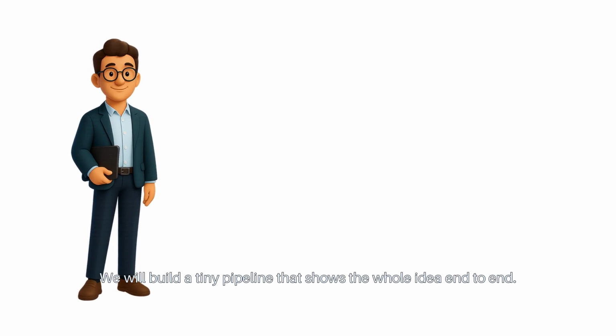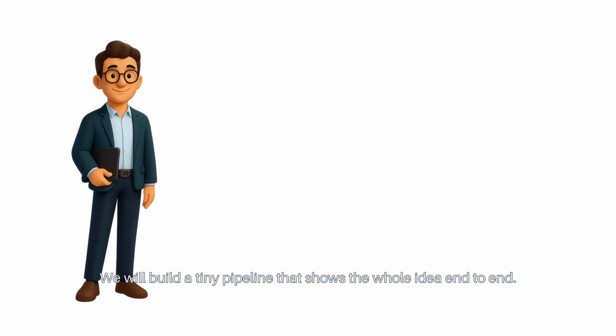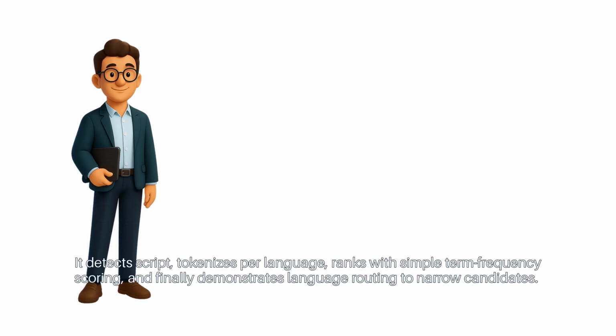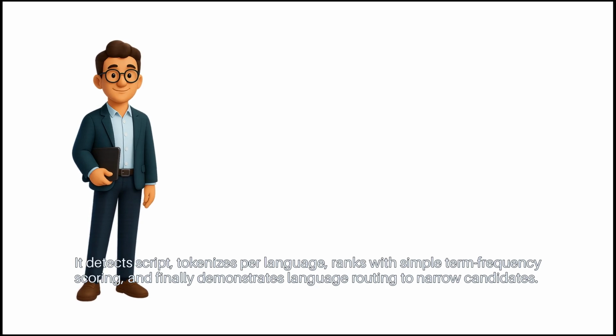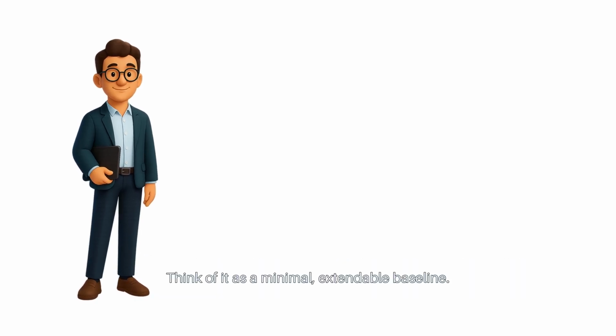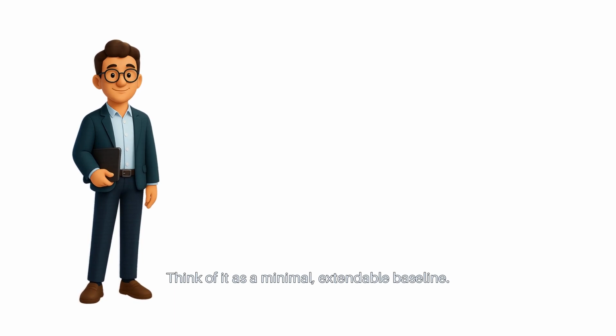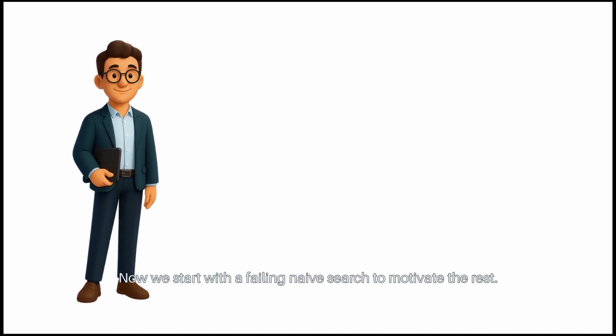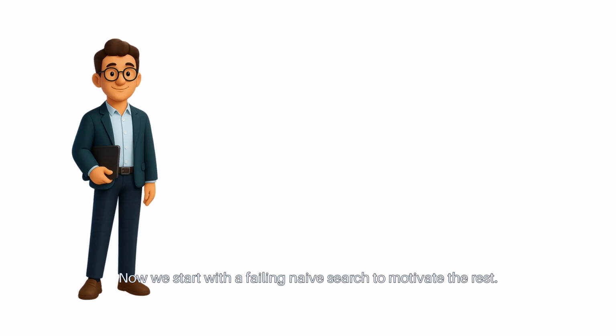We will build a tiny pipeline that shows the whole idea end-to-end. It detects script, tokenizes per language, ranks with simple term frequency scoring, and finally demonstrates language routing to narrow candidates. Think of it as a minimal, extendable baseline. Now we start with a failing naive search to motivate the rest.